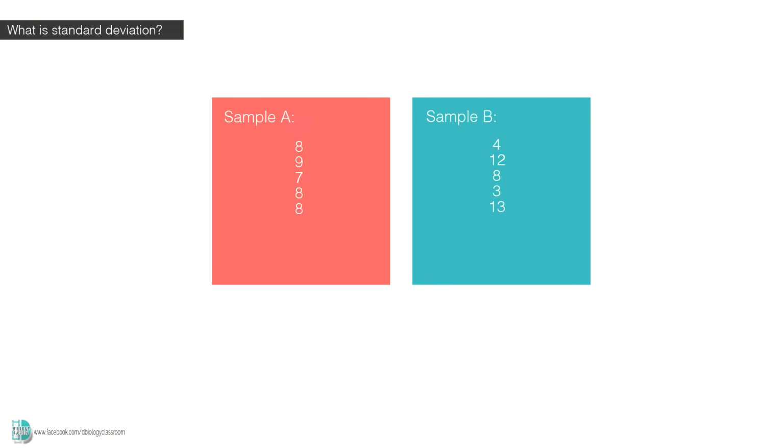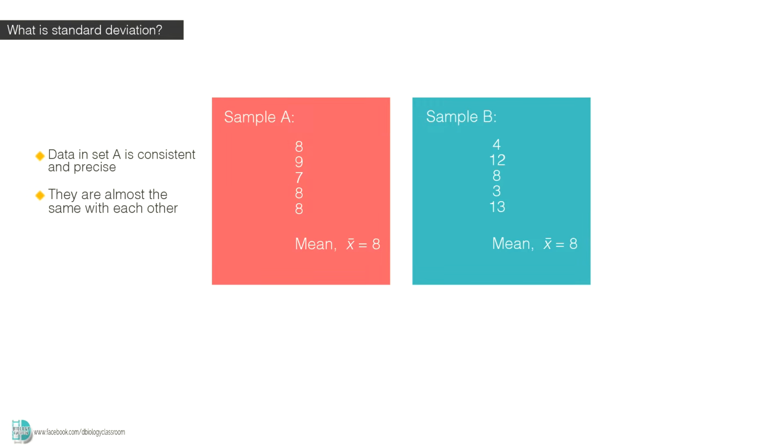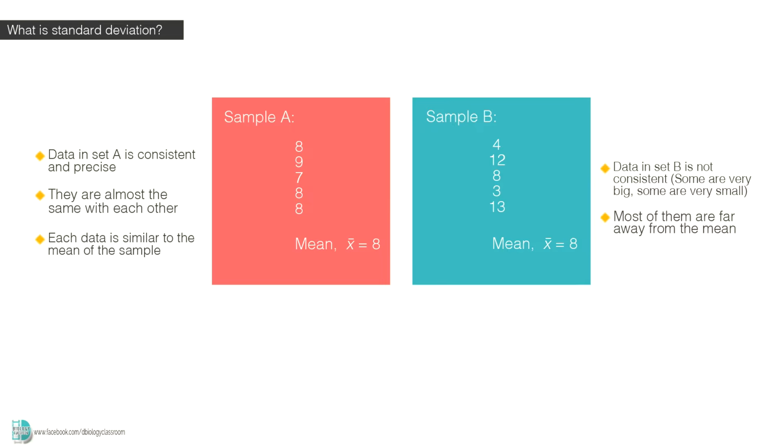Let's use an example to understand this. Now, we have two sets, or two samples, of data. Both set A and set B have the same value for their mean. However, you realize that the data in set A is pretty consistent and precise. They are almost the same as each other. This also means that each of the data is pretty similar to the mean of the sample. But look at set B. Some of the data are very big, some of them are very small. Each of them is rather far away from the mean.